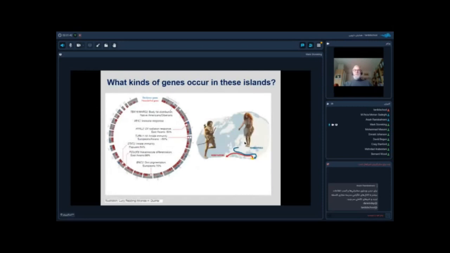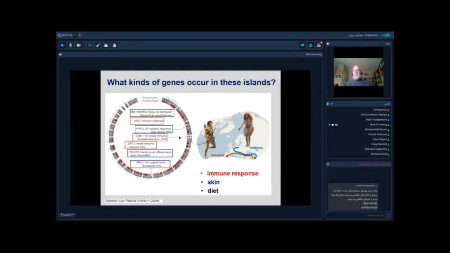And so if we look at what sorts of genes occur in these islands, we find that they occur in a couple of different functional categories. So they include genes that are involved in the immune response and how we respond to parasites and to disease-causing organisms, bacteria and viruses. They are involved in skin morphology, skin pigmentation, and they are involved in diet, how we respond to different dietary sources.